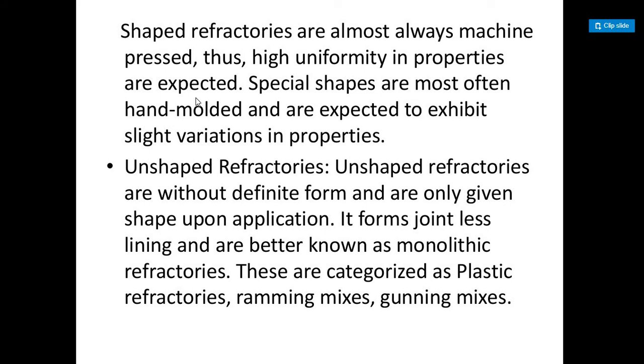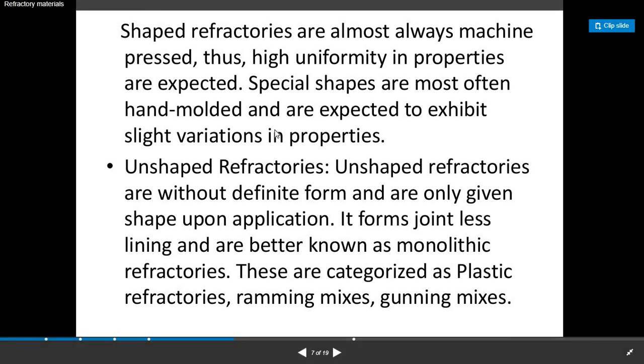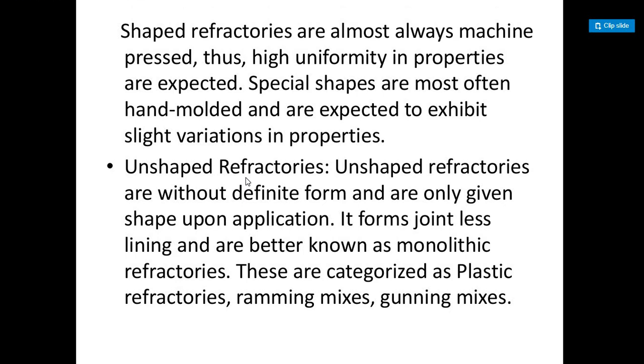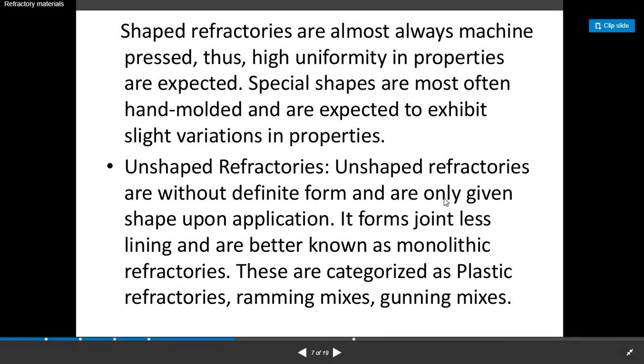Shaped refractories are almost always machine pressed, thus high uniformity in properties is expected. Special shapes are most often hand molded and are expected to exhibit slight variations in properties. Next one is unshaped refractories. Unshaped refractories are without definite form and are only given shape upon application. It forms joint-less lining and are better known as monolithic refractories.